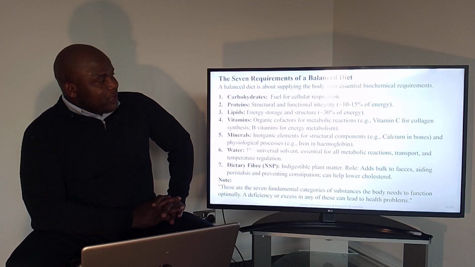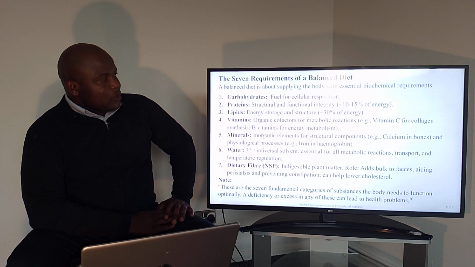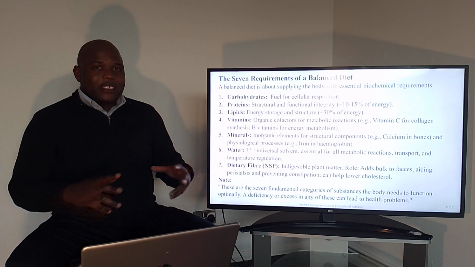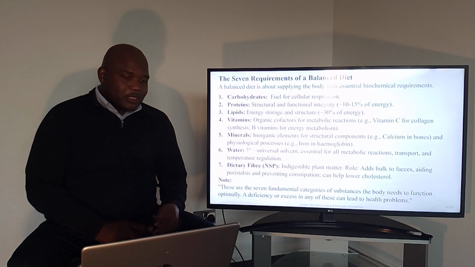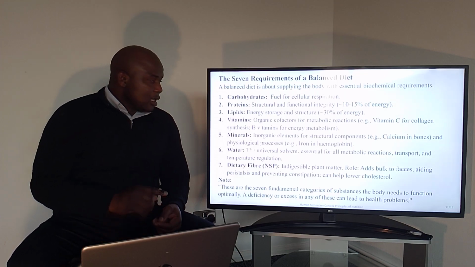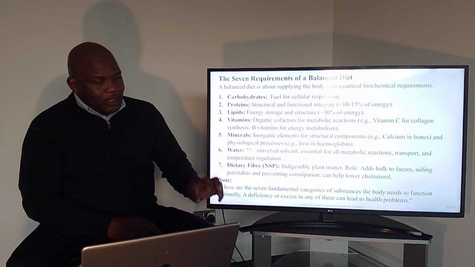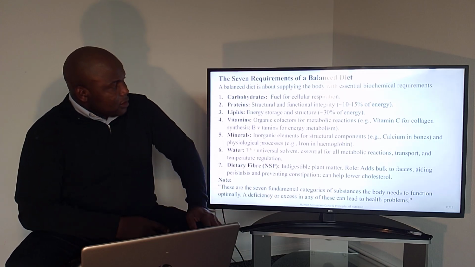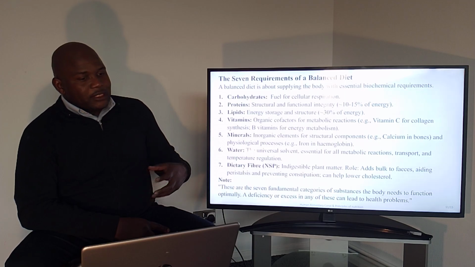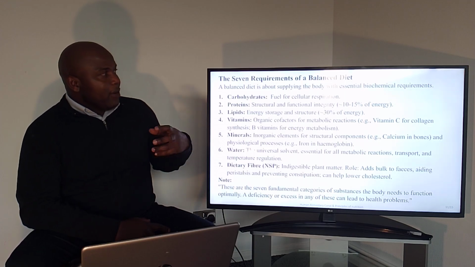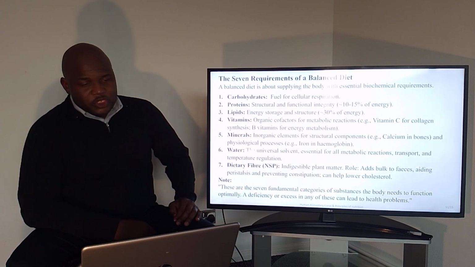We have about 7 items that we need to make sure that our diet is balanced. For example, the carbohydrates, proteins, lipids, vitamins, minerals, with water, and dietary fibers. All these are important in moderation to our bodies so that we keep a balanced diet and keep our health, our bodies nourished.